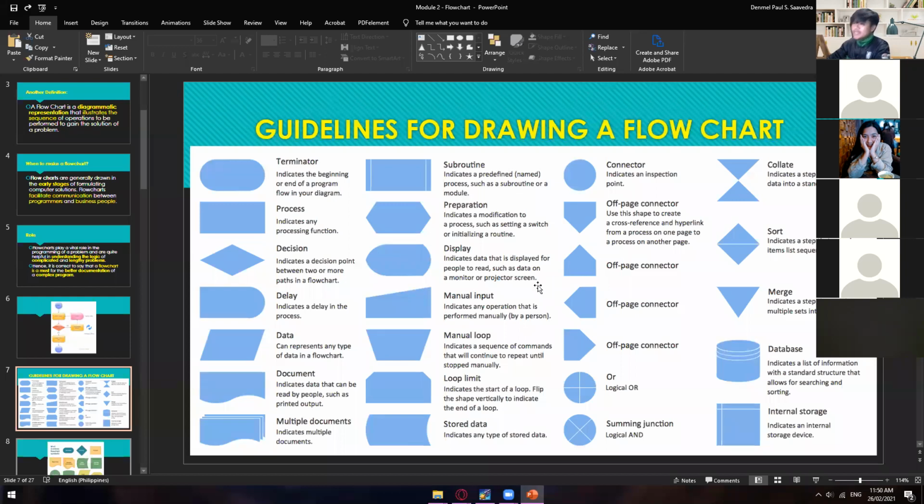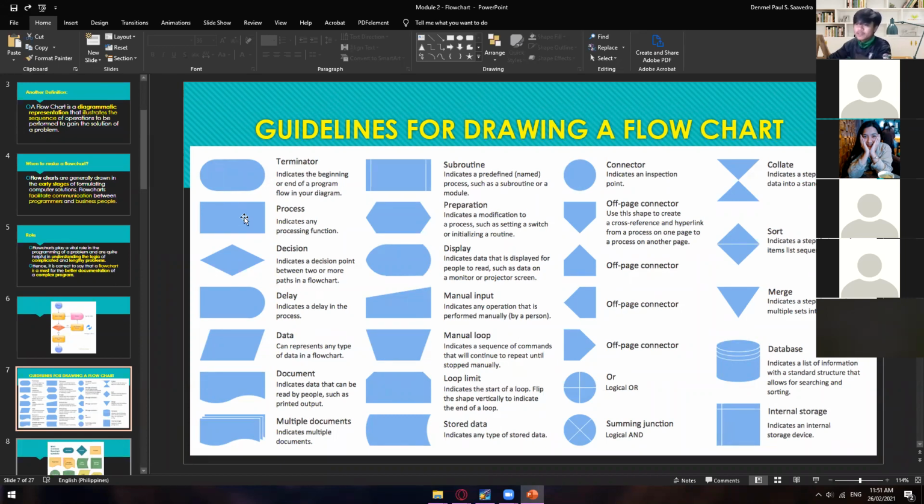And here are the other guidelines or other shapes when it comes to flowcharts. There's actually a lot, so let's start with the basics. Of course, we always have a terminator. This is an indicator that this is the beginning or the end of your program or your diagram.